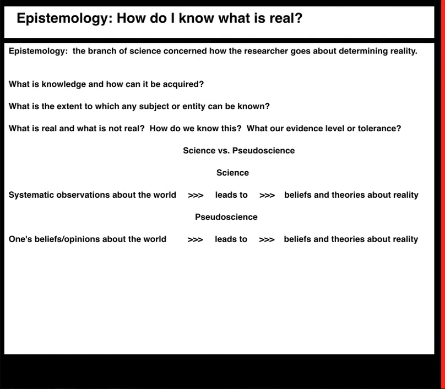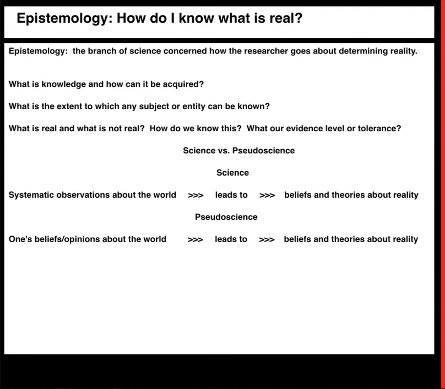Well, epistemology, the word epistemology, is the branch of science that is concerned with the nature and scope of knowledge and has been referred to as a theory of knowledge. So epistemology is the branch of science concerned with how the researcher goes about determining reality. What is knowledge and how can it be acquired?